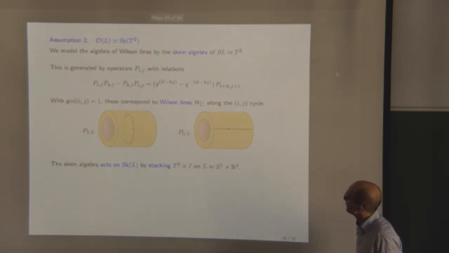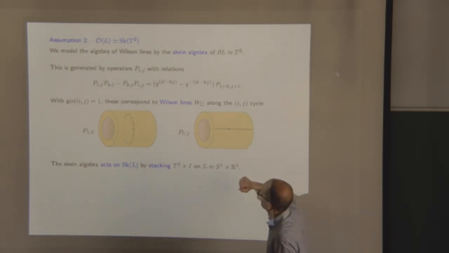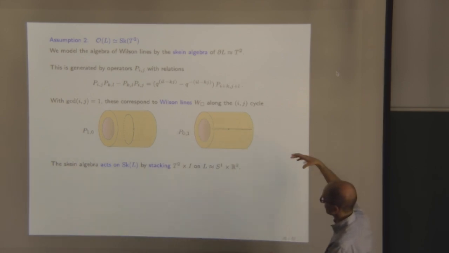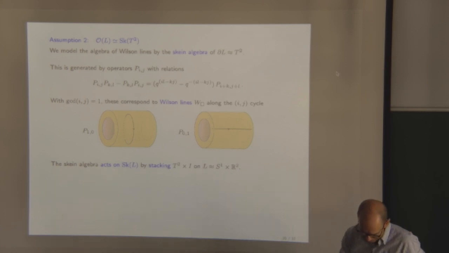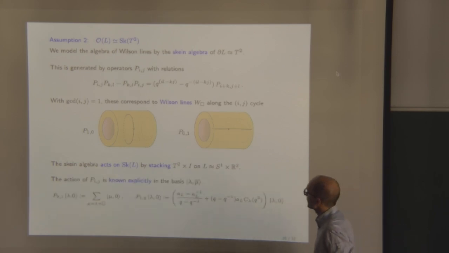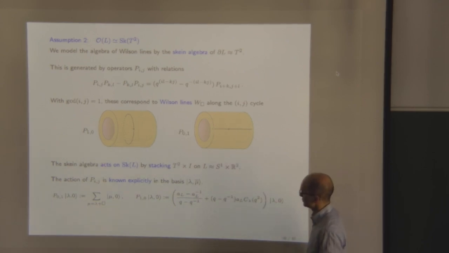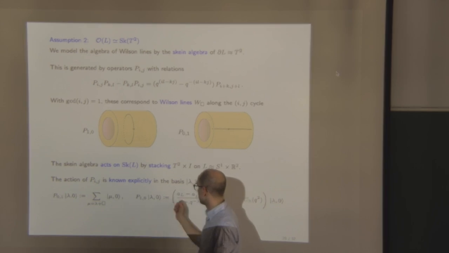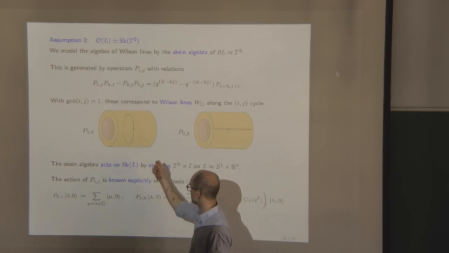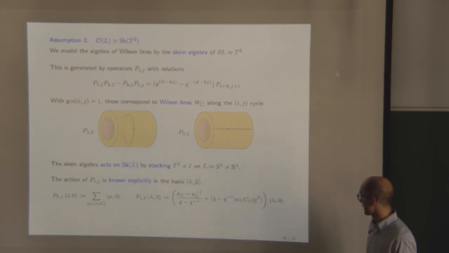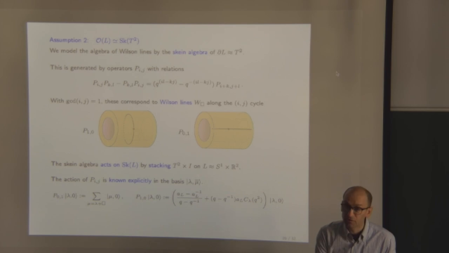And the way that this algebra acts on the skein of the solid torus is by stacking the thickened torus on the outside. And once again, this has been studied in great detail by Morton and collaborators, and what they've shown is that, well, they computed the explicit action of these operators on the Verlinde basis. So everything is known and we can compute.